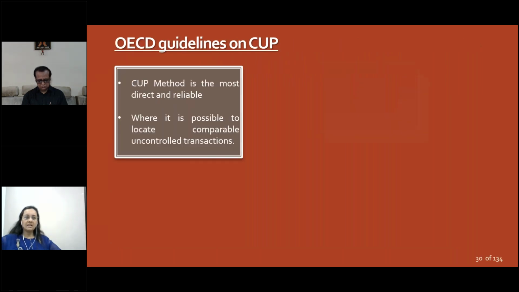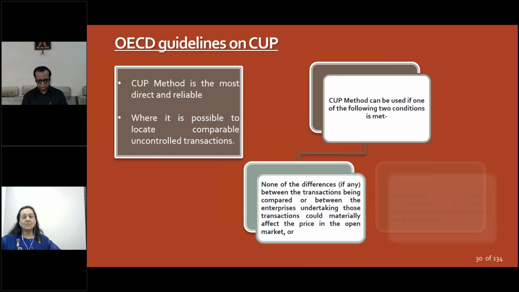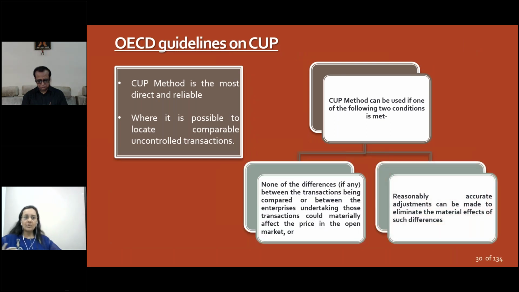OECD also says that the CUP method is the most reliable method if you can locate comparable uncontrolled transactions. And it says two conditions need to be met. One, that the differences should not be such that they materially affect the price in the open market, like in my paint example, or where they do, reasonably accurate adjustments should be able to be made. If adjustment cannot be made, then the comparable must be rejected.